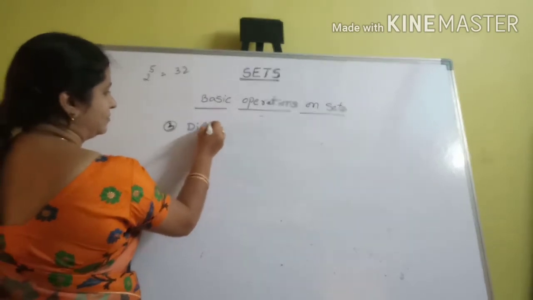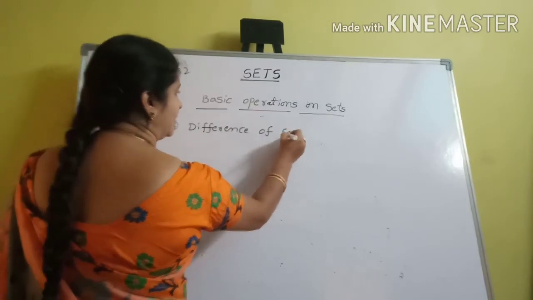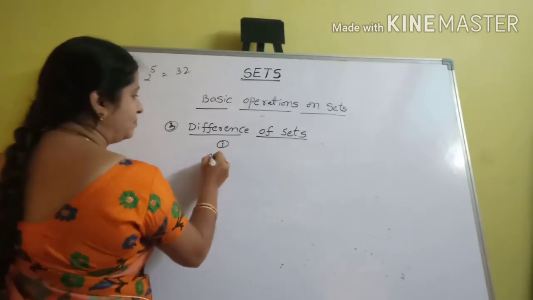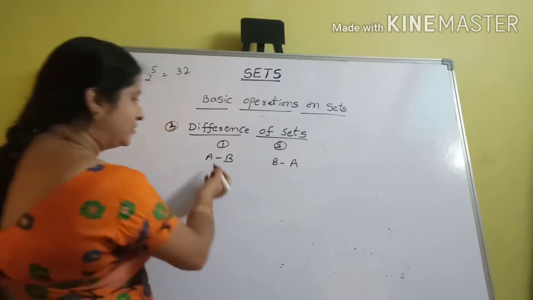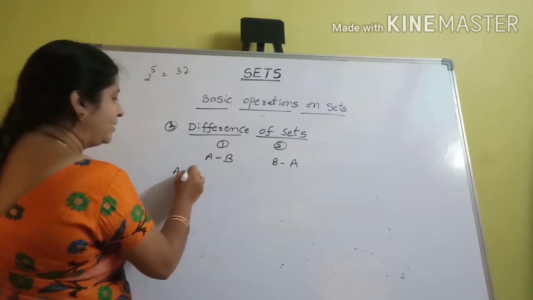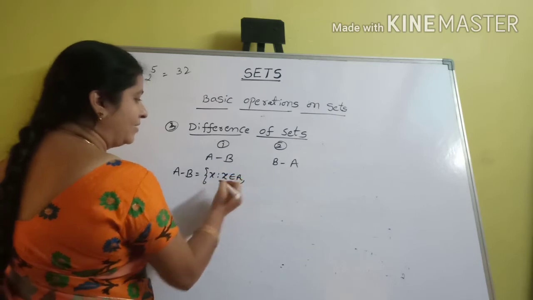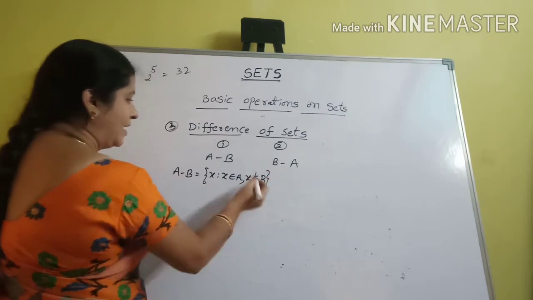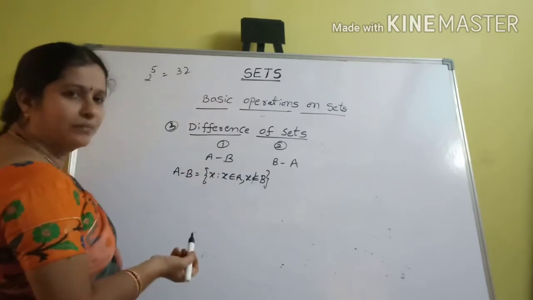So third point is difference of sets. This is in two ways. First one A minus B, second one B minus A. So what are the definitions of these two? First one, A minus B equal to set of X such that X belongs to A and X does not belong to B. This is the general form of A minus B.